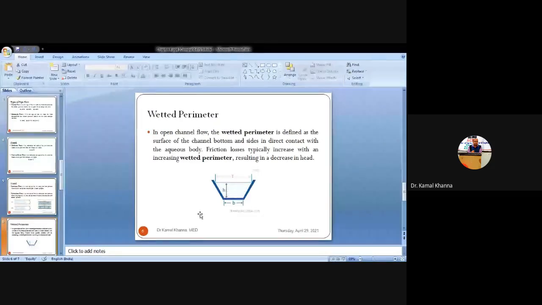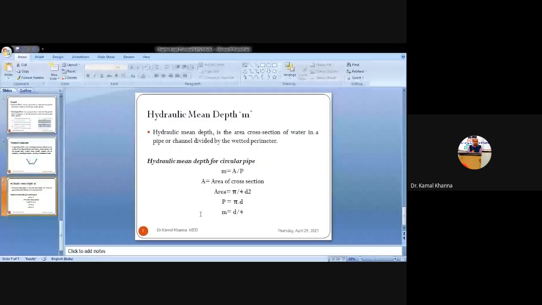It doesn't depend upon the pressure energy and the kinetic energy. It only depends upon the potential energy, that is the rise of the liquid in the container, and the amount of the liquid which is in contact with the inner portion of the pipe will give us the value of the wetted perimeter. Next is the hydraulic mean depth. Hydraulic mean depth is measured with the help of the wetted perimeter. It is denoted by a small m.